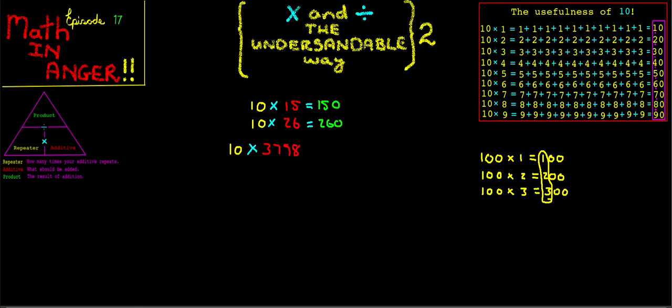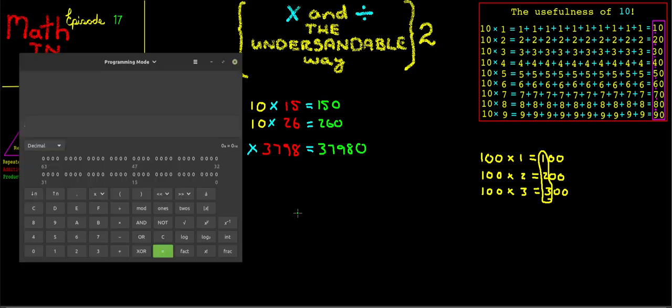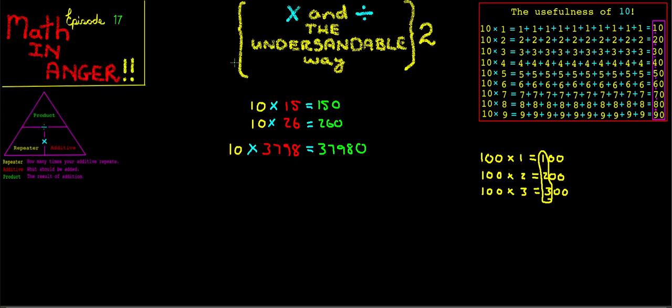Without thinking, without even doing any kind of calculation, I just follow this pattern and I instantly write down the answer. And again, where's the calculator? That is 10 times 3,798. There you go. You see, you don't need a calculator to do this. You're faster than a calculator.